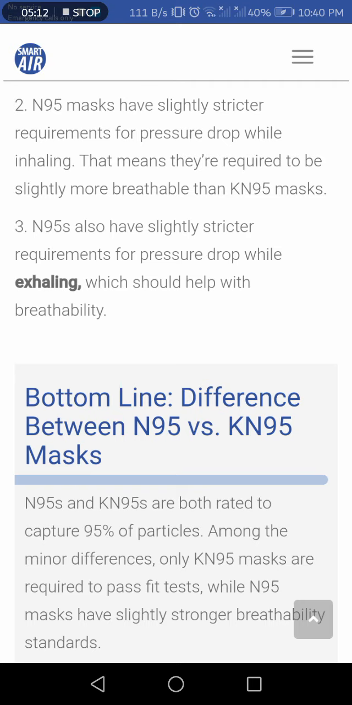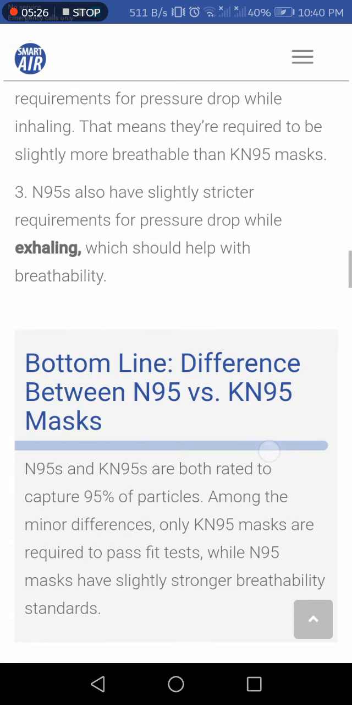N95 masks and KN95 masks both are rated to capture 95% of particles. Among the minor differences, only KN95 masks are required to pass fit tests while N95 masks have slightly stronger breathability standards.